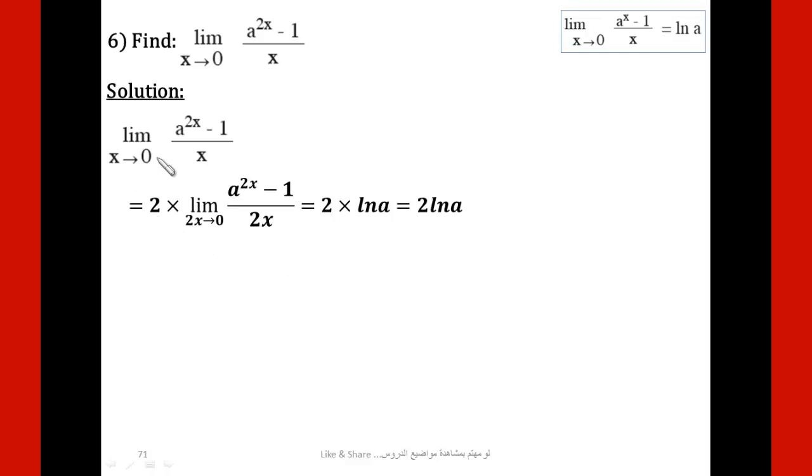And when x tends to 0, then 2x also tends to 0. And we write it. What is the value of this limit? It is ln a, ln the base, ln a. And this is 2 here. So the result will be 2 ln a.